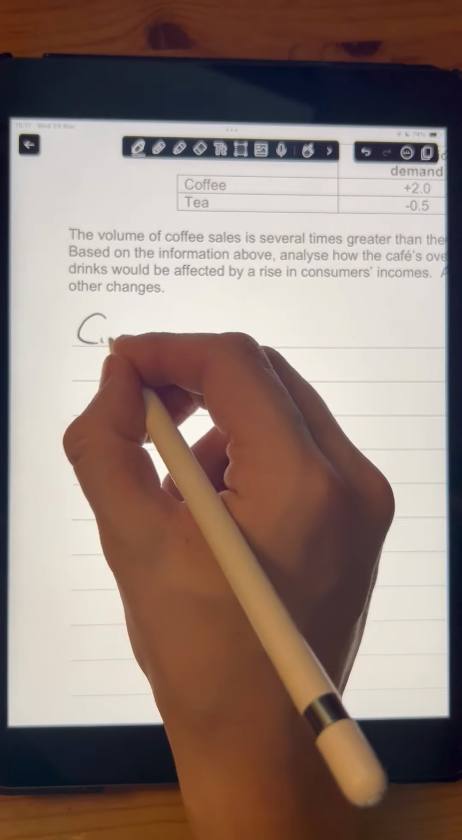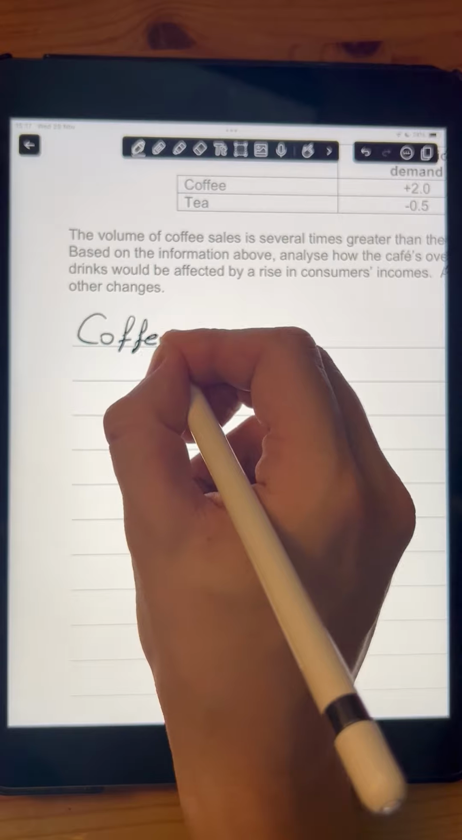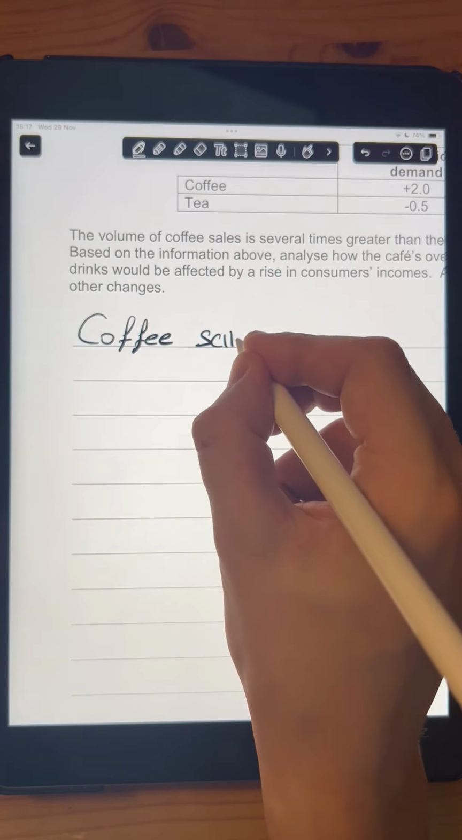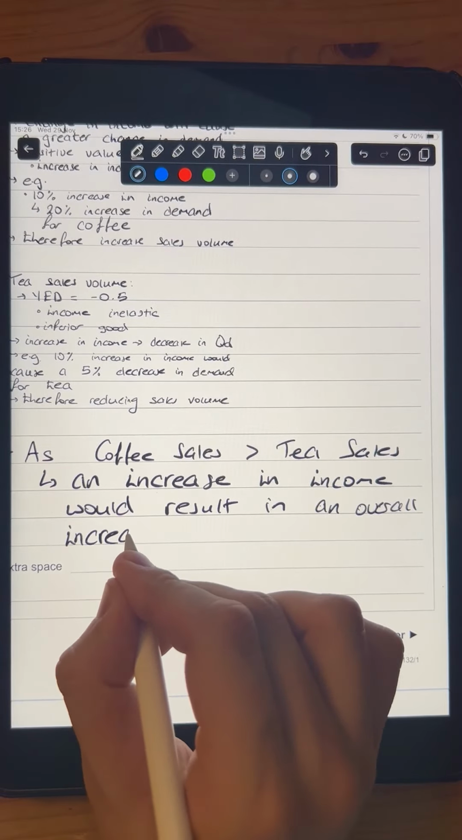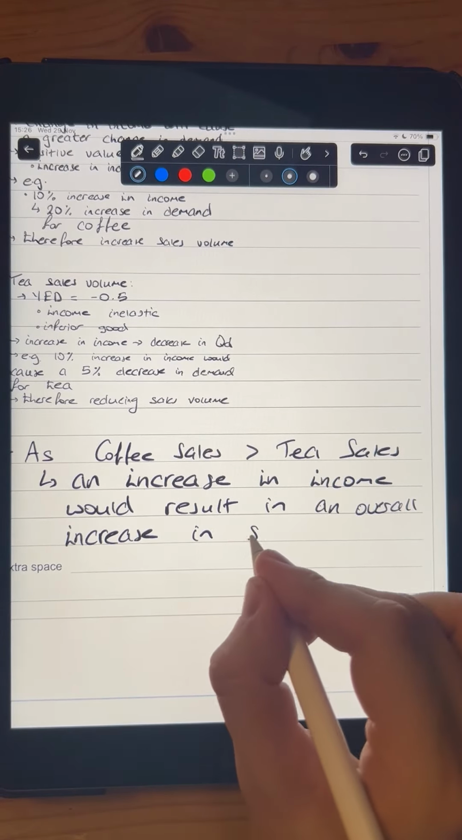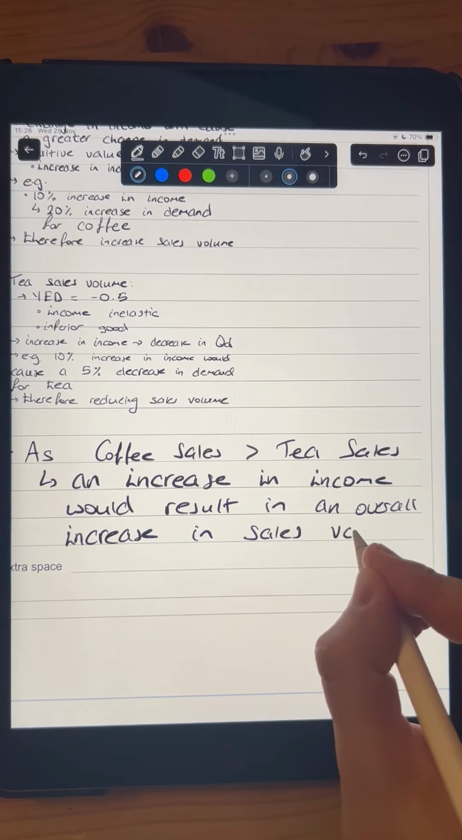So an easy way to answer this question is to address how the change of income will impact the sales volume of coffee, then another section addressing the sales volume of tea. Then bring it all together to show the overall impact on the cafe sales volume. First of all, let's address the coffee.